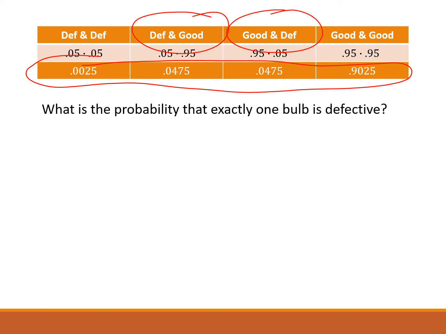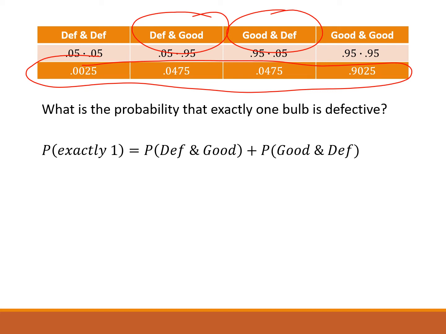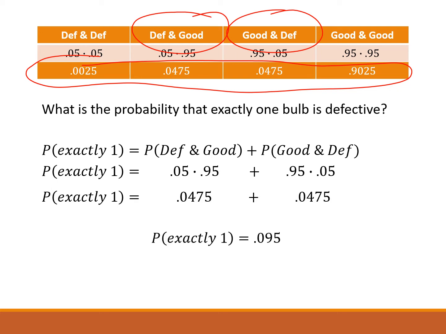All right, so let's keep going. What is the probability that exactly one bulb is defective? Well, you need the probability of defective and good, or what could happen is good and defective. When we have two scenarios where one could happen or the other, that "or" word comes in, and we have addition in probability. So we have 0.05 times 0.95 plus 0.95 times 0.05. We add them together, and adding these two gives us our answer.